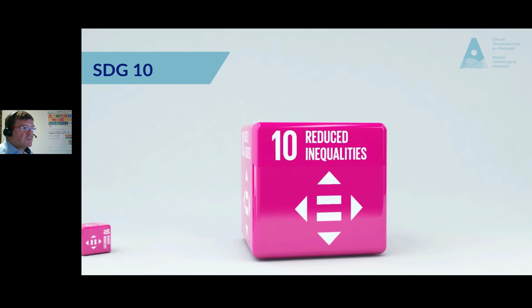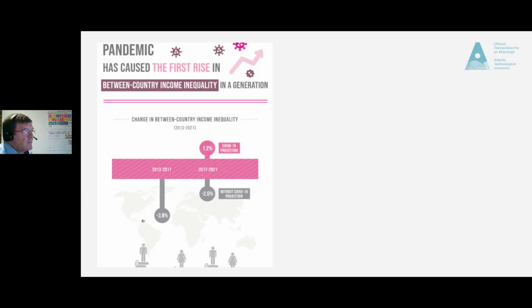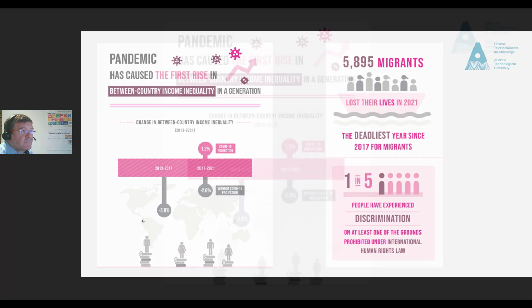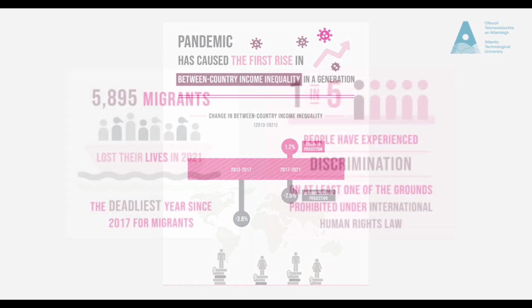SDG 10, reduced inequalities. Again, this is another one of the SDGs that's very easy to relate to. The underlying principle for SDG 10 is to reduce inequality within and among countries. Have a look at a few statistics here. The pandemic has caused the first rise in between-country income inequality in a generation. You can see there that the COVID-19 projection is an increase of 1.2% in the inequalities.